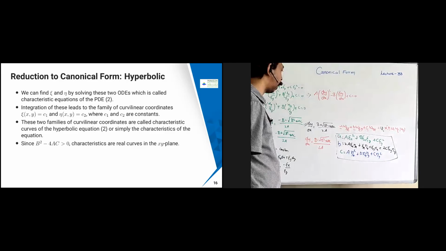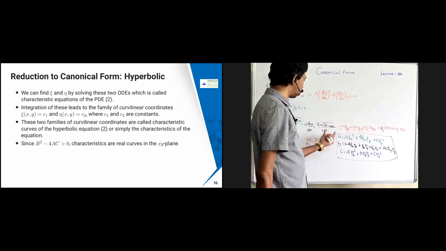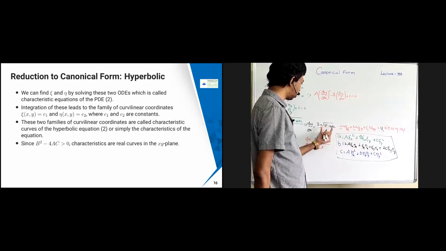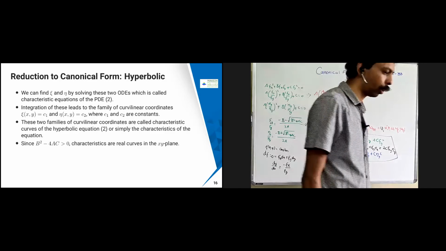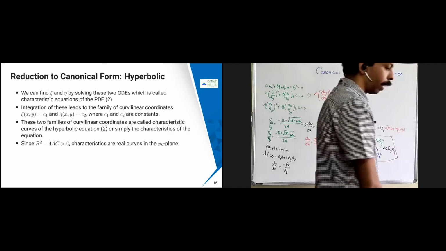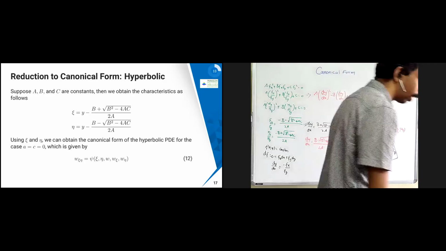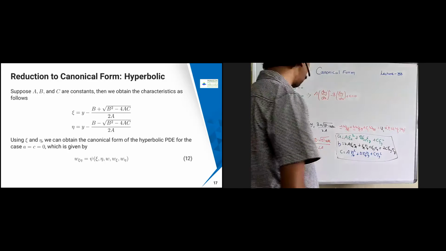In the case of a hyperbolic PDE, our assumption is that b square minus 4ac is greater than 0. So therefore, this is going to be greater than 0, and you are going to get real curves here, because these are going to be real. So you are going to get real curves in the xy-plane. Now we'll see what values we are going to get.